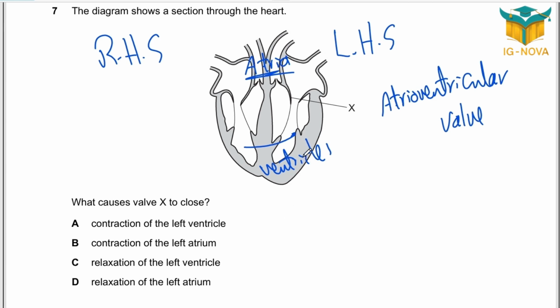So the valve closes when the pressure of the left ventricle is higher than the pressure in the left atrium, due to contraction. So relaxation here can't help, and we need contraction of the left ventricle. Why is B wrong? Because contraction of the left atrium causes this valve to open, not to close. So option A.